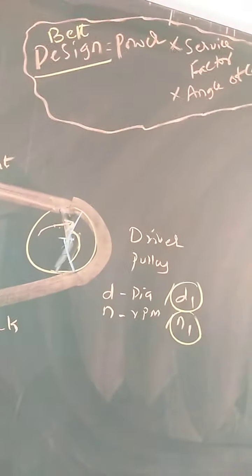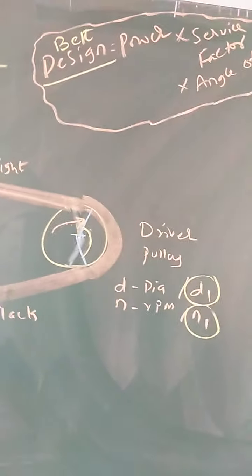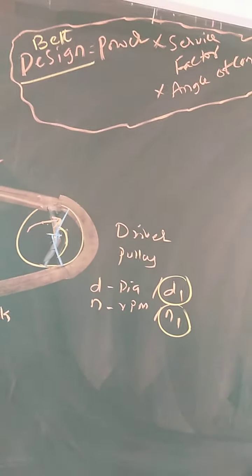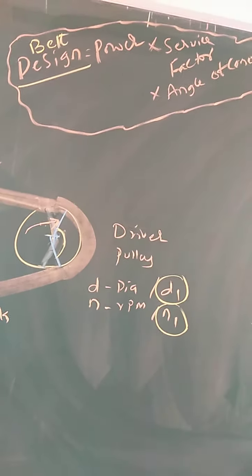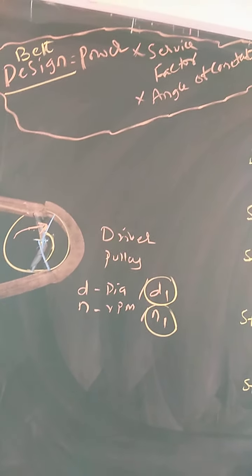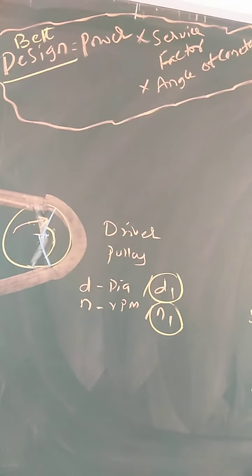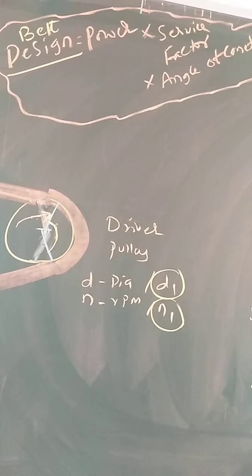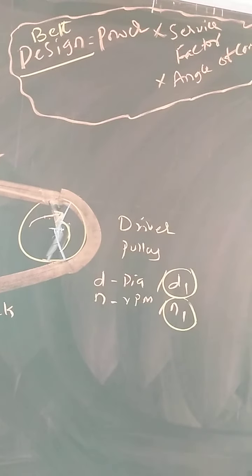So what exactly is the meaning of that? If somebody asks you for a belt drive for 50 kilowatts, then you should select more than 50. More than 50 means what? 51, 52, 53, 60, 80. How do you select? You should select very clearly based on the service factor and the angle of contact, all these things you should consider. Then you should consider the application. Then you should tell whether this material will withstand that.